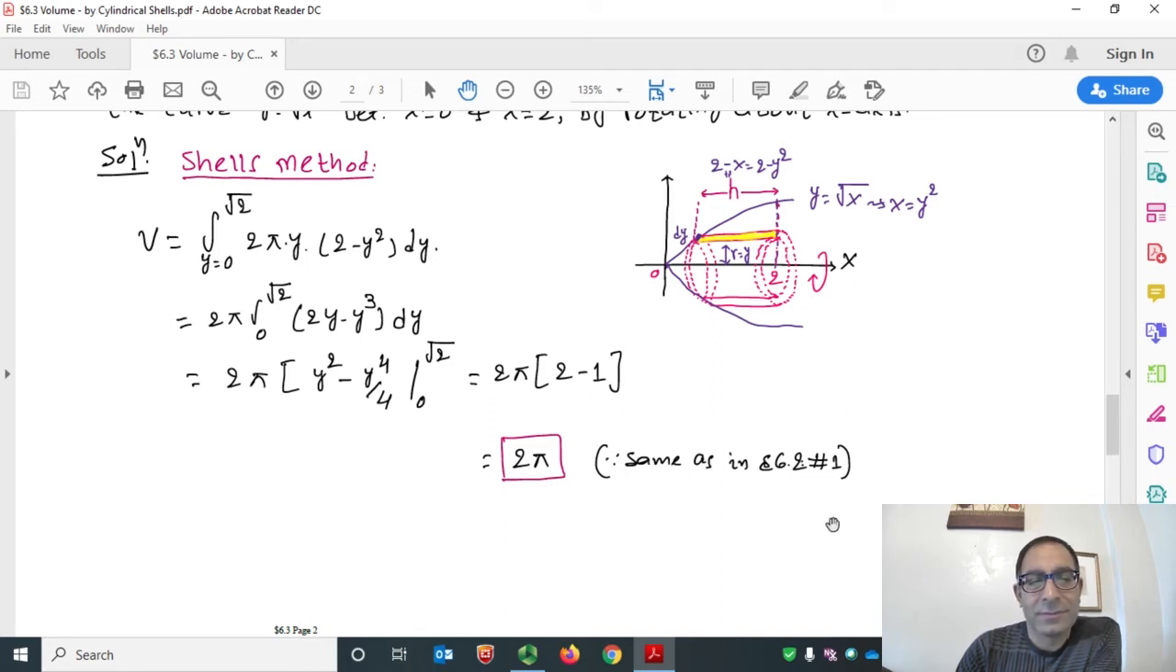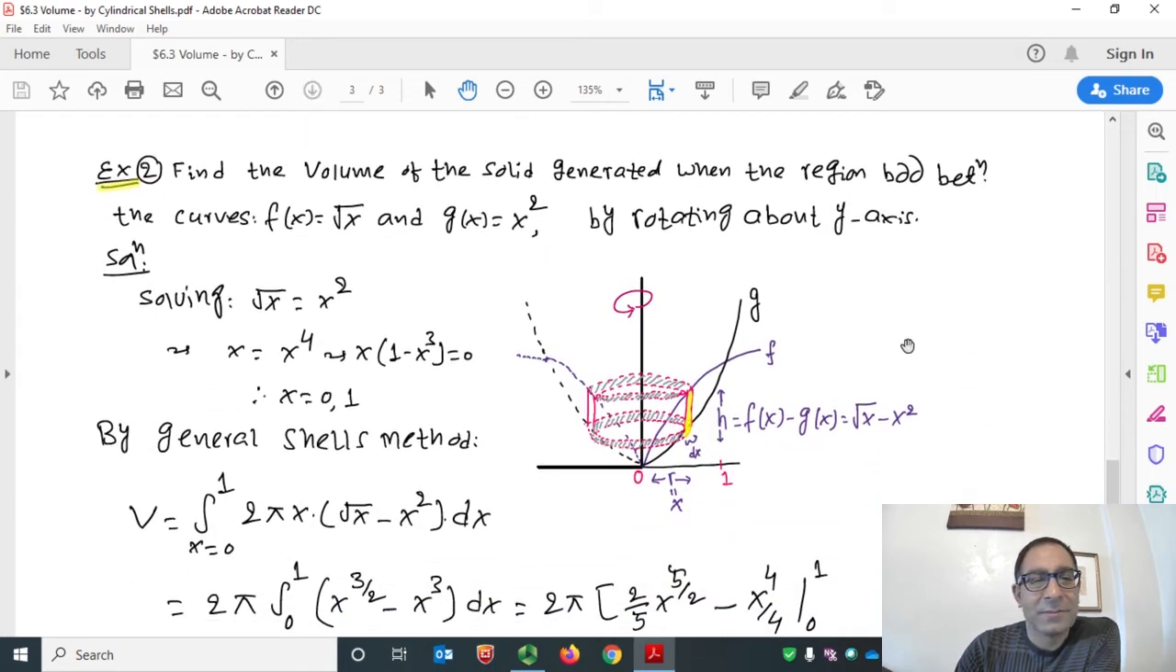Great. And just for a quick reminder, this example we did in section 6.2 using the disk method also, and the answer is the same. Awesome. Now let's move on.